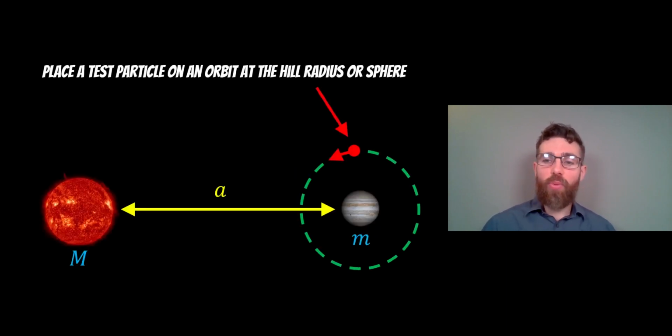So what we're going to do is place a small third test particle on an orbit at the Hill radius. Now, when we say a test particle, this is a very, very small mass, which is almost negligible. So maybe in this case a spacecraft would probably work. It's so small in comparison to all the other objects here that it's essentially negligible in mass. So that's what we mean by a test particle. So we're going to place that on an orbit at the Hill radius. Now, we don't know what the Hill radius is yet, but by doing so, we can work it out.